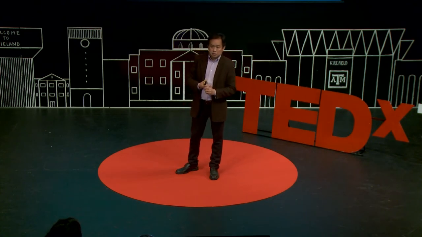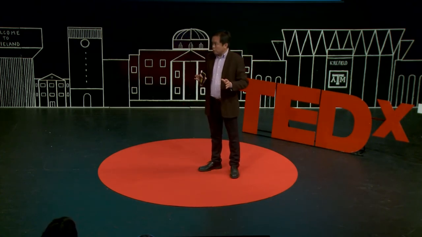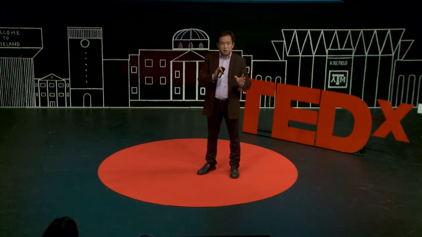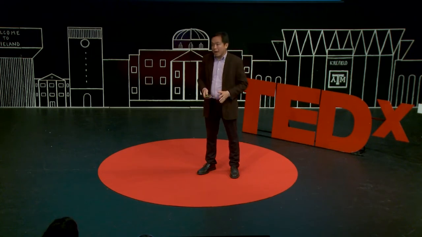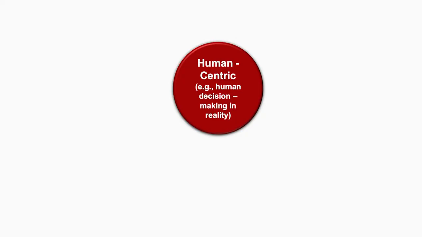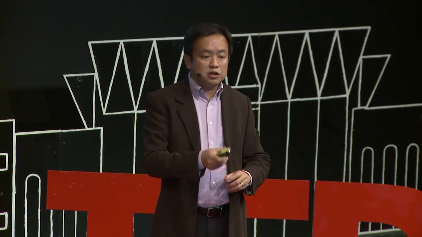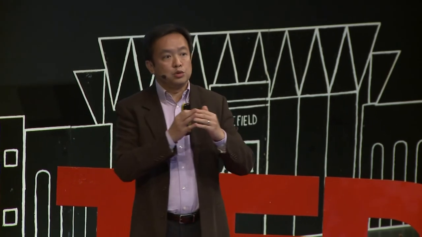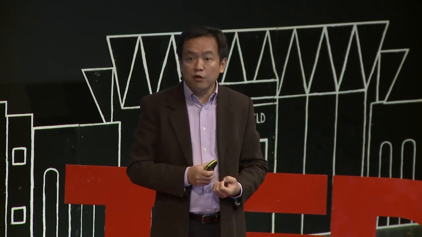That makes us think about information security. Probably we are now entering a new era. I'll call it the third wave of information security, which I call human-centric. Here, we study information security from the perspective of human decision-making. That's the focal point. So human decision-making in the real world, in real scenarios, that's what we are going to be focusing on.